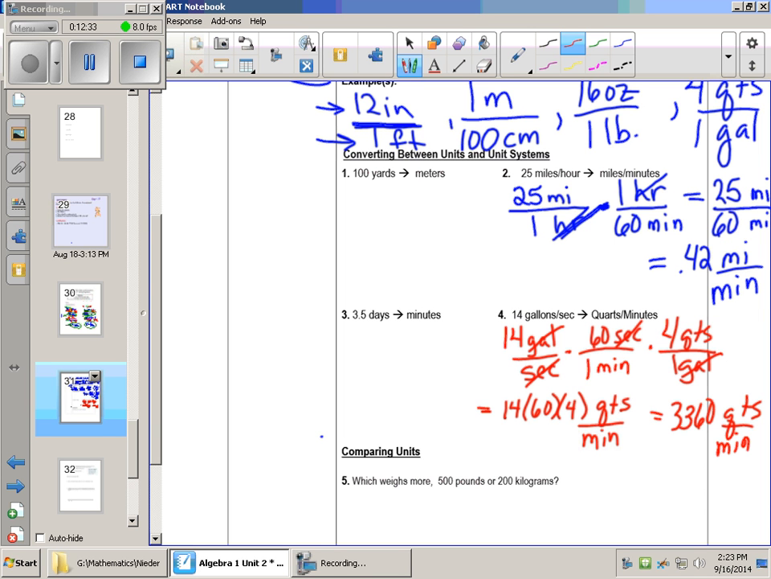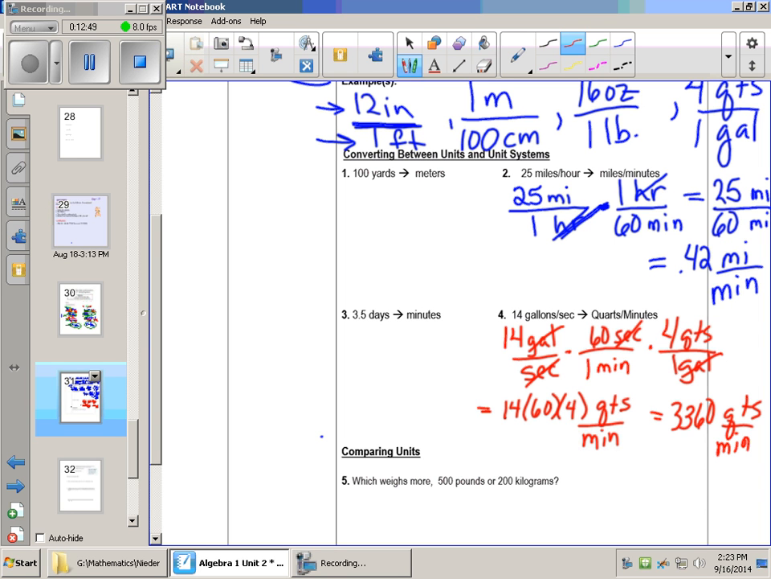So get that written down. And then we're going to go back to number 1. Number 1 is 100 yards, and we just want to convert that to meters. So again, this is not a rate. It's not a ratio. We're just changing our units.